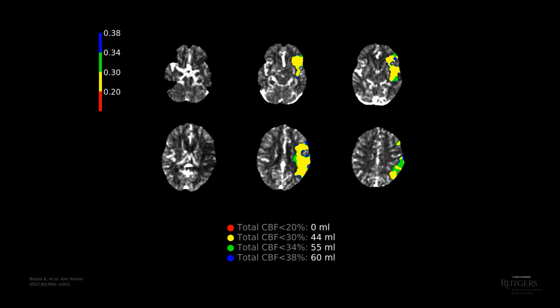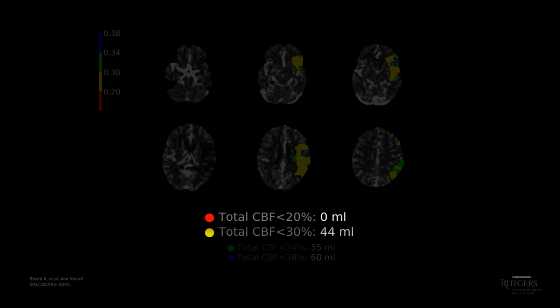The difference in volume between the less than 20% and the accepted less than 30% cerebral blood flow threshold could be quite substantial. Look at this example. The ischemic core by the accepted criteria is 44 cc's. Now, if this patient is over 80 years of age, they might be excluded from intervention based on the DAWN criteria, but applying the more stringent threshold for ischemic core removes the core completely and may allow us to intervene.